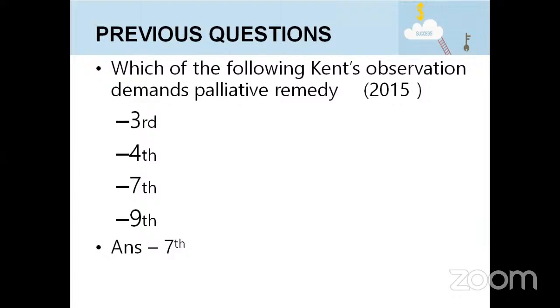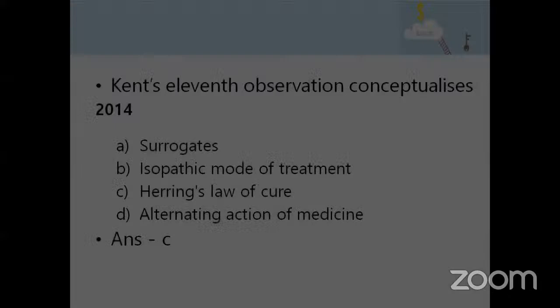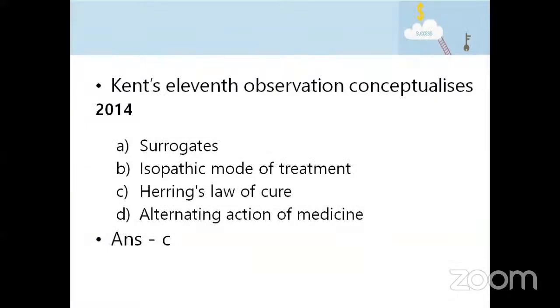As I was stating, this is the observation having too many pathological changes in the patient, which when it comes, we cannot cure that condition, and certain palliative remedies have to be given. So next is the 2014 question paper. We see that Kent's 11th observation conceptualizes what? As we all know, the old symptoms are reappearing. What does that mean? It is happening according to Hering's law of cure. So the answer will be Hering's law of cure.